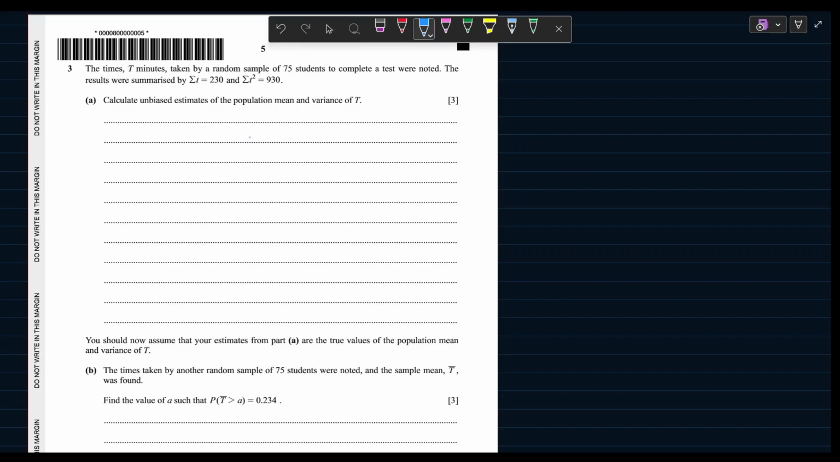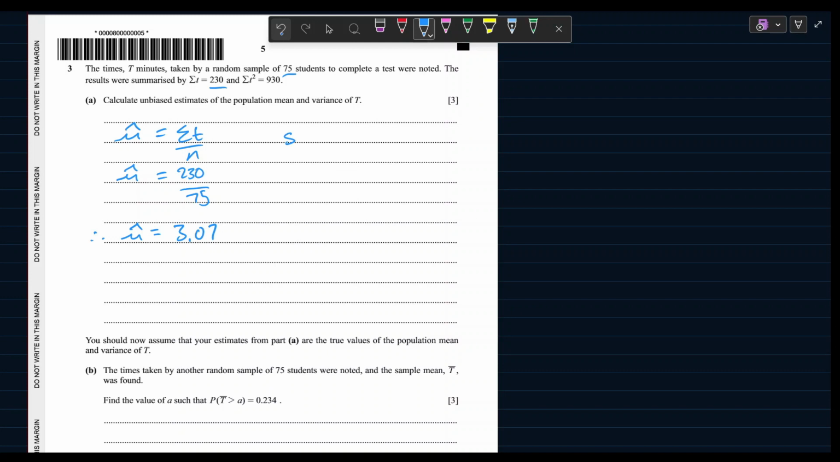Alright, so let's start with the unbiased estimate for our mean. That's going to be the summation of t divided by n. So mu hat is equal to the summation of t, which is 230, divided by our sample size 75. And so you get that mu hat is equal to 230 over 75, which, if we're giving it to 3 significant figures, is 3.07.